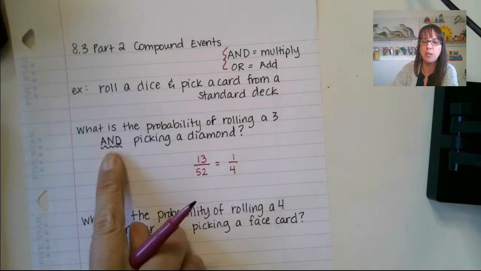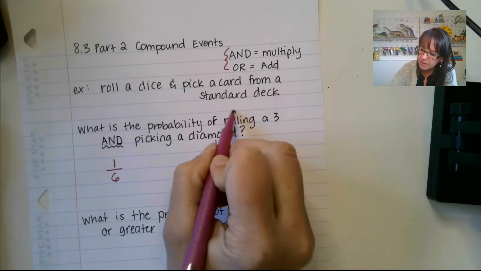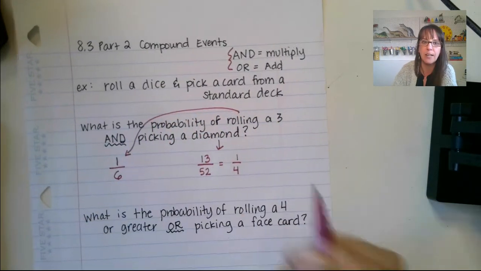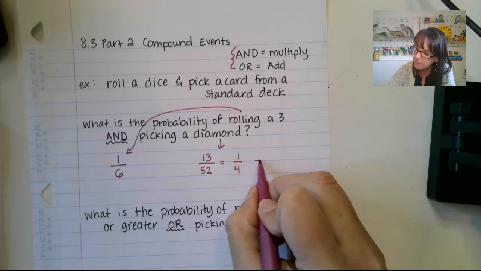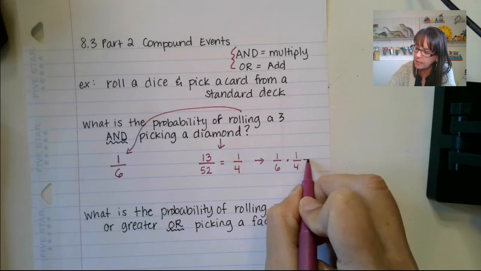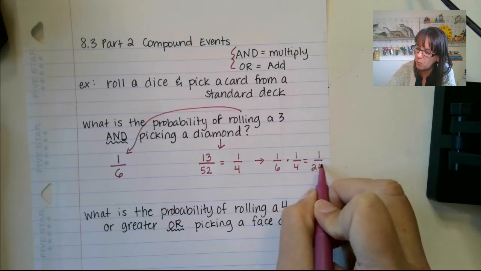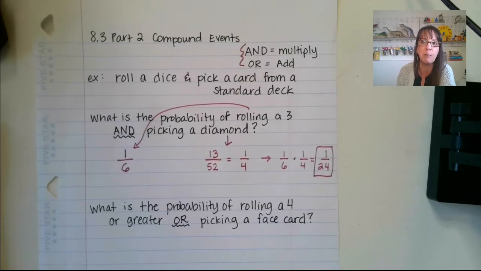But remember, we're doing the word "and." So this guy goes here, that guy goes right there. The word "and" means multiply. So here's where we actually do our work. 1 over 6 times 1 over 4 gives me 1 over 24. That is your answer. You have a 1 out of 24 chance of picking that.